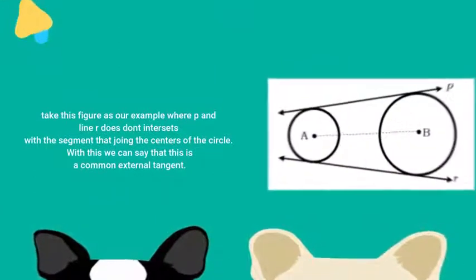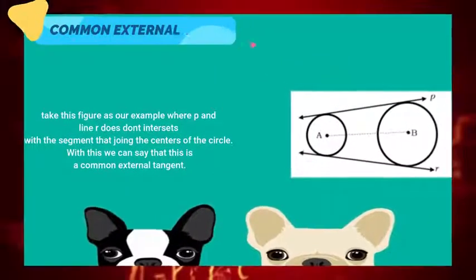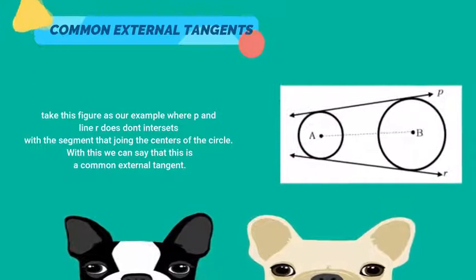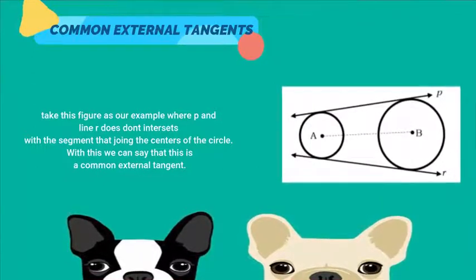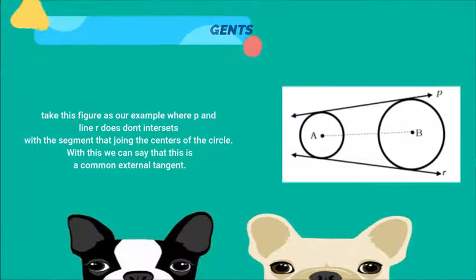If there is an internal tangent, there is also an external tangent. Take this figure as our example, where line PR does not intersect the segment joining the centers of the circles. With this, we can say that this is a common external tangent.